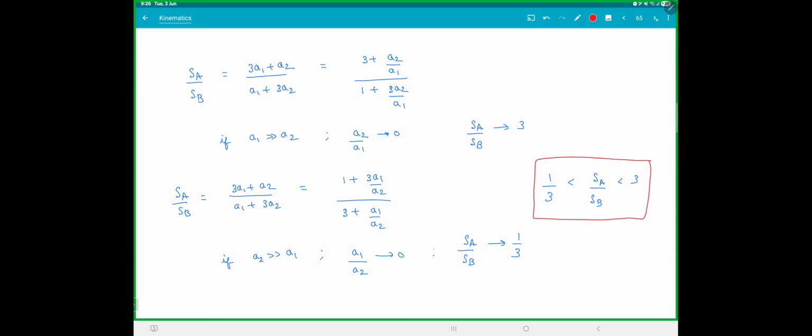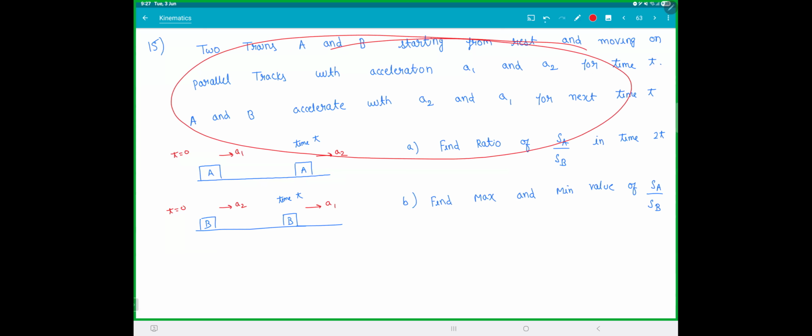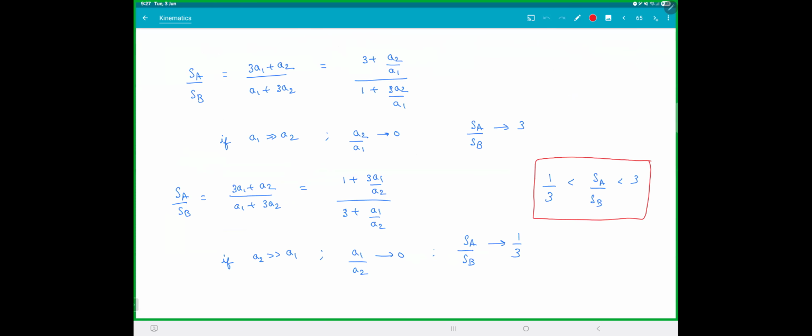Is this clear, everyone? That would be a good integer question. And the best thing about this question, there is not a single number in the question. A1, A2, T, 2T, there's not a single number, but I can still make an integer out of it. Find the maximum range of SA by SB. Like I said, this is more of mathematics than physics. Physics got over with this question. So you will never reach 3, so it is less than or equal to. Equal to won't come. All clear with this?